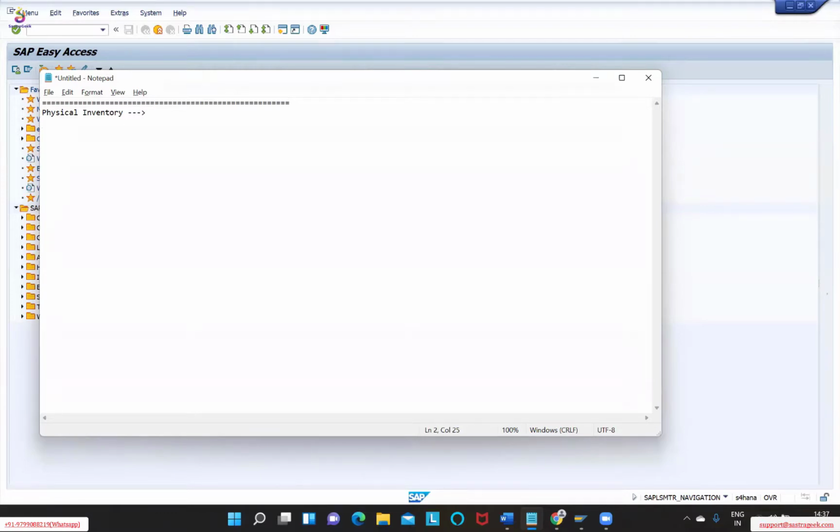So what does that mean? It means that this is a process which will help you to count the shop floor quantity versus your system quantity, your book quantity. Why do we need this kind of counting?